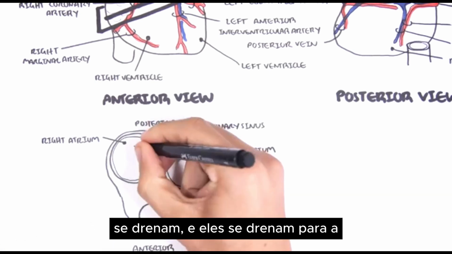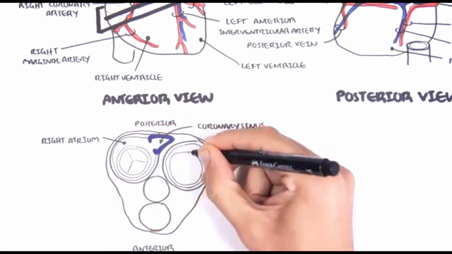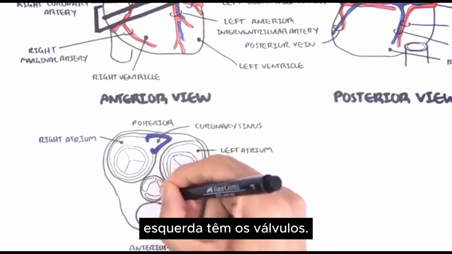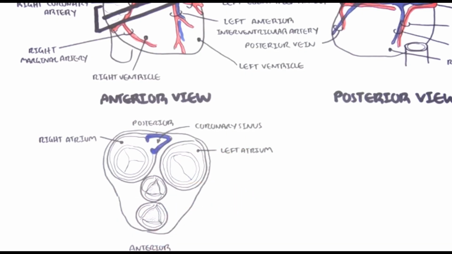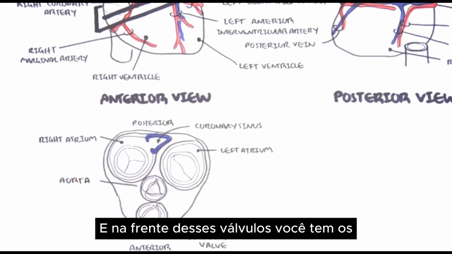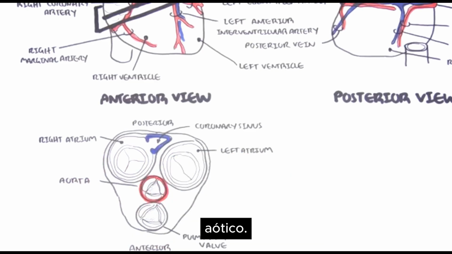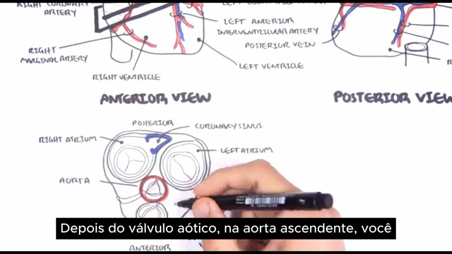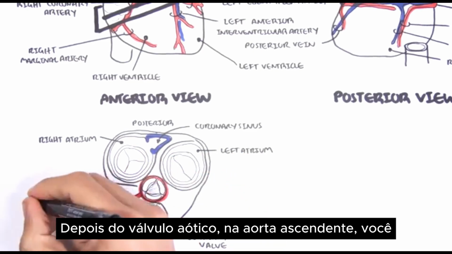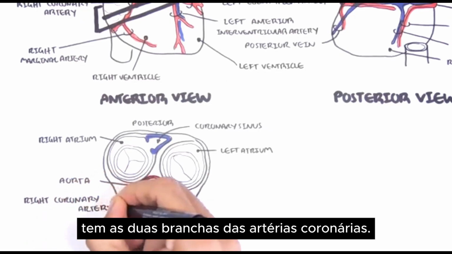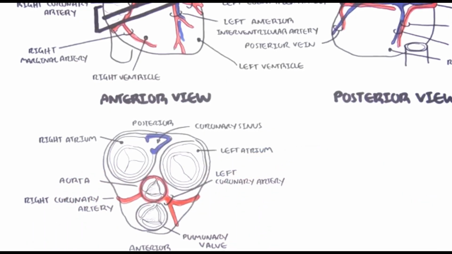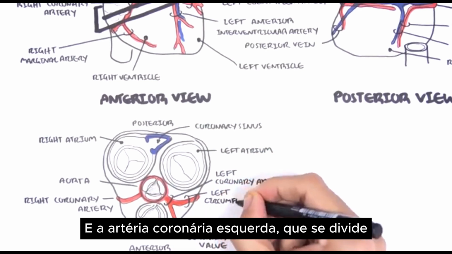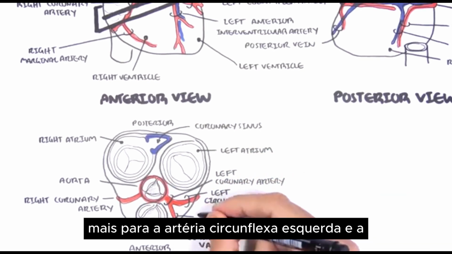Of course, your atria, right and left, have the valves. In the right atrium, you have your tricuspid valve. In your left, you have your mitral valve. And in front of these, you have your other valves, the pulmonary valve and the aortic valve. After the aortic valve, at the ascending aorta, you have the two branches of the coronary arteries. The right coronary artery coming off the right side, and then the left coronary artery, which further divides into the left circumflex artery and the left anterior interventricular artery.